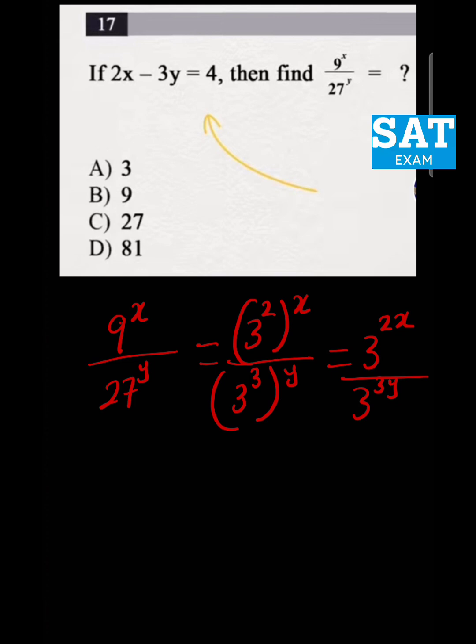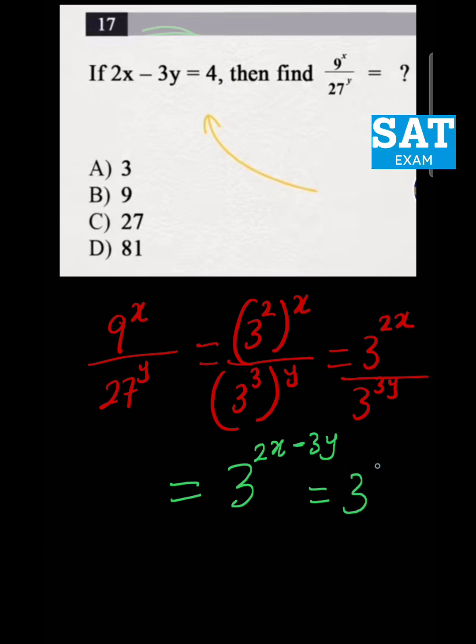So we recall the division properties of indices. When the bases are the same and there's division, we write one of the base, then we subtract the powers. So the first power is going to be 2x minus the second power, which is 3y. Then if you look at the equation, we are given that 2x minus 3y is the same as 4. So in place of 2x minus 3y, we're going to replace 4.